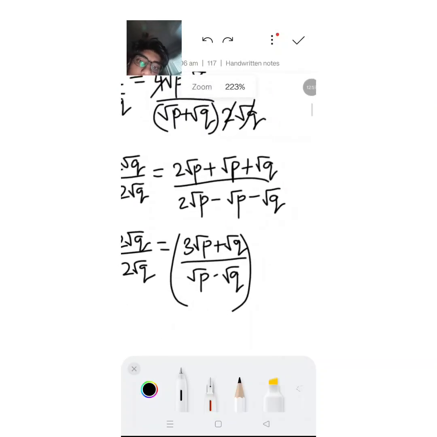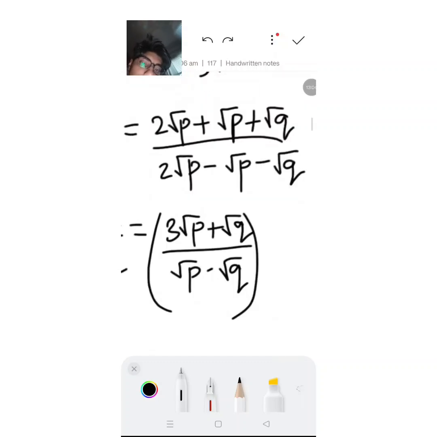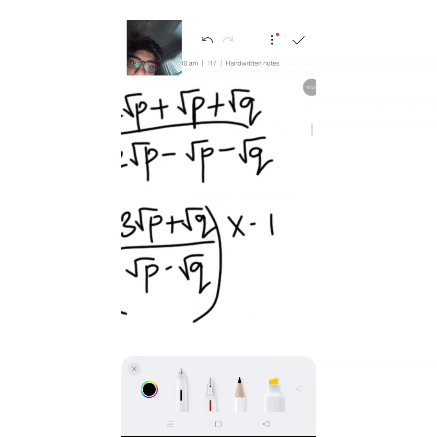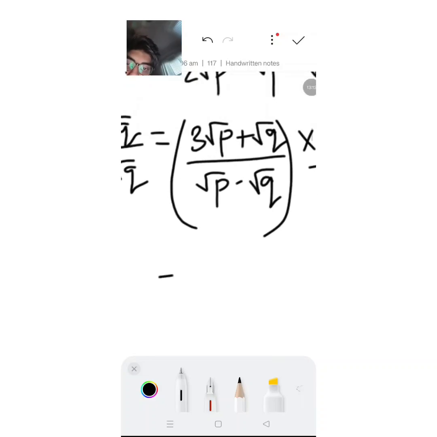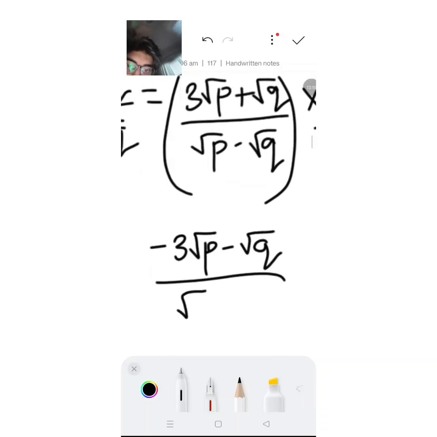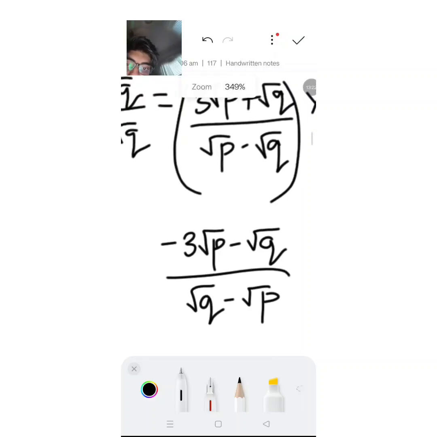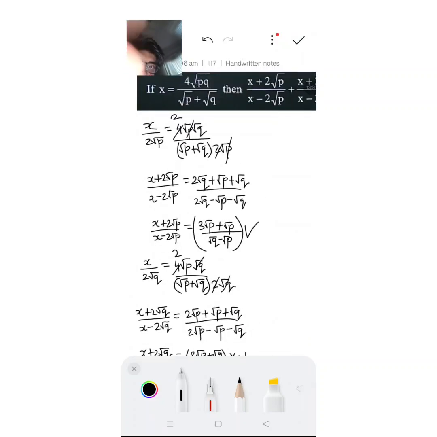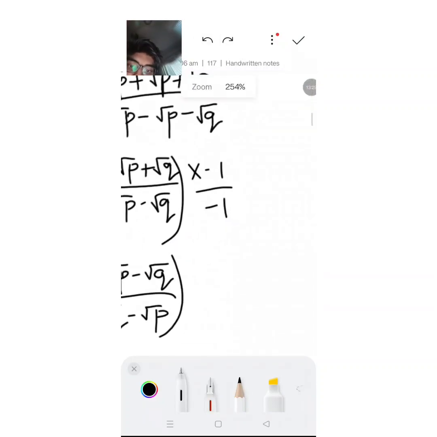So what you can do is make one of the terms negative, so the denominator is like multiply and divide by minus 1. You multiply and divide this term by minus 1. Okay, so minus 1, minus 1. So this becomes minus 3 root p minus root q upon root q minus root p. The reason I'm doing this is because now the denominators are the same, so now you can just add this.